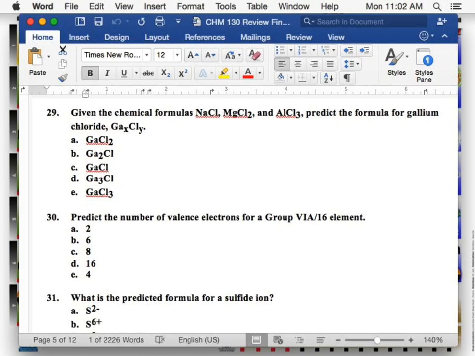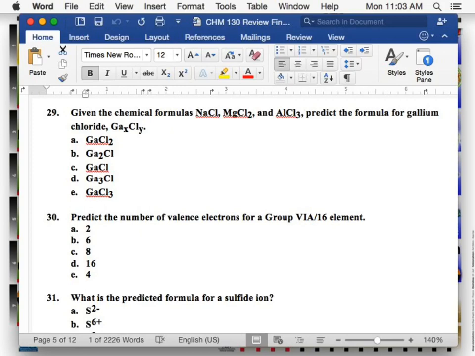Given the chemical formulas sodium chloride, magnesium chloride, aluminum chloride, predict the formula for gallium chloride. So GaXCly. Okay, let's use the information given to us. We have sodium chlorine, magnesium chlorine, aluminum chlorine, gallium chlorine.